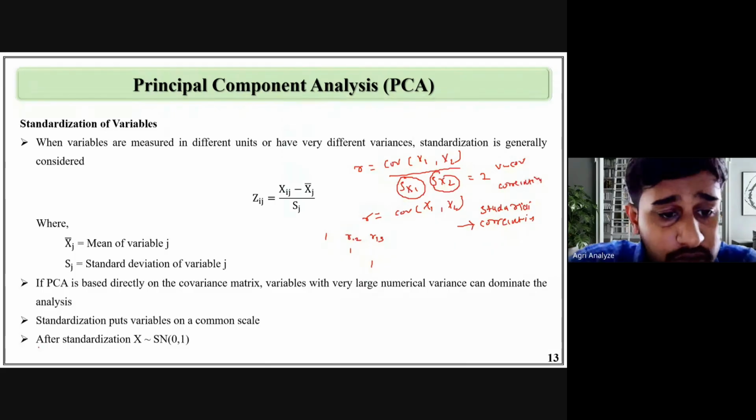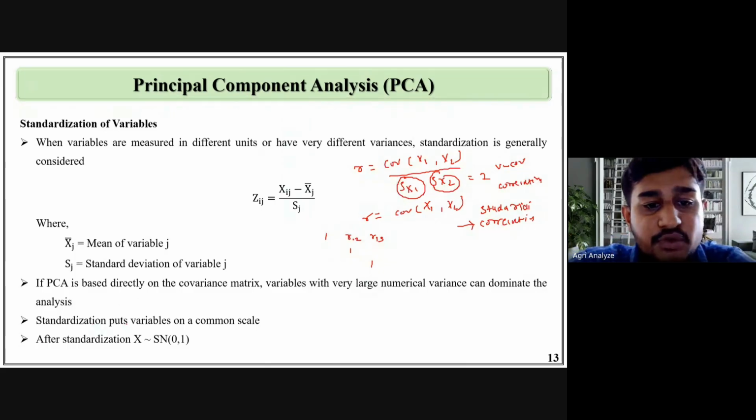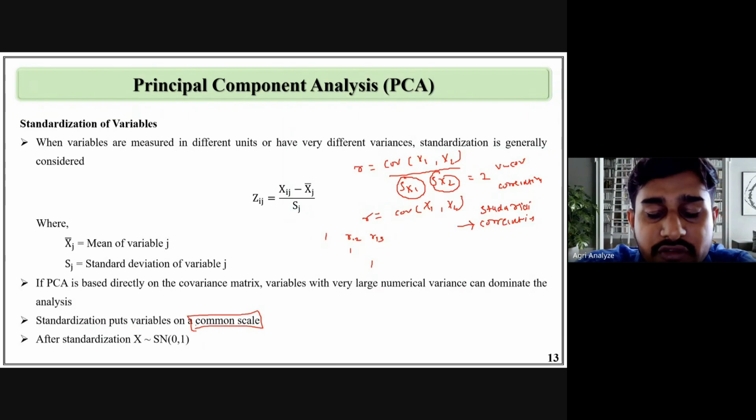Now, standardization puts variables on a common scale, a single scale, because all the variables have mean 0 and variance 1. So this is the notation for our standardized data. Here X follows the standard normal distribution with mean 0 and variance 1.